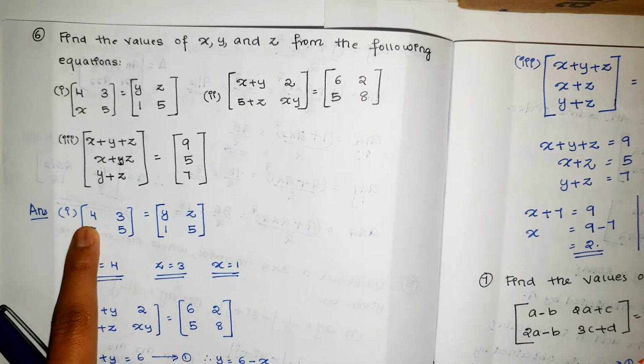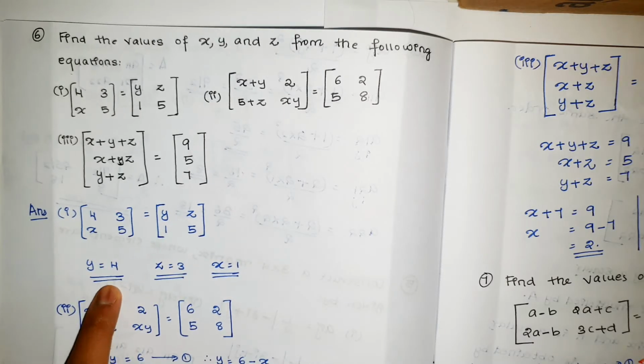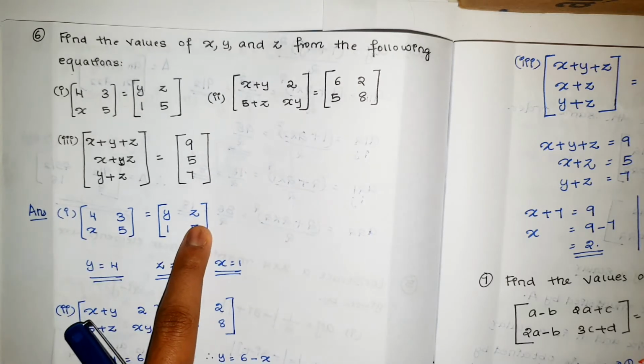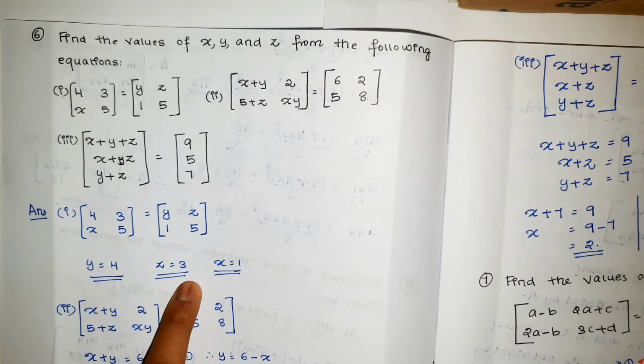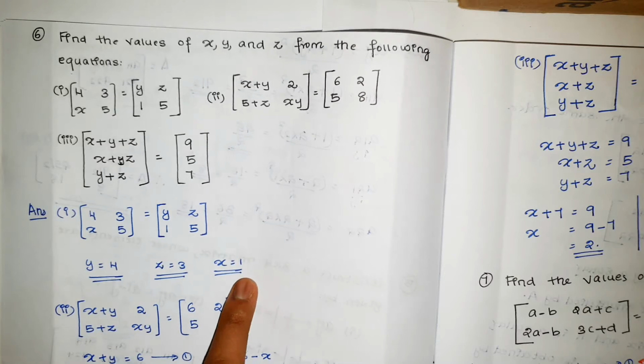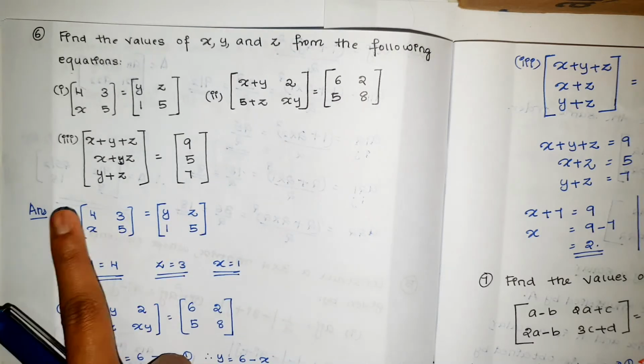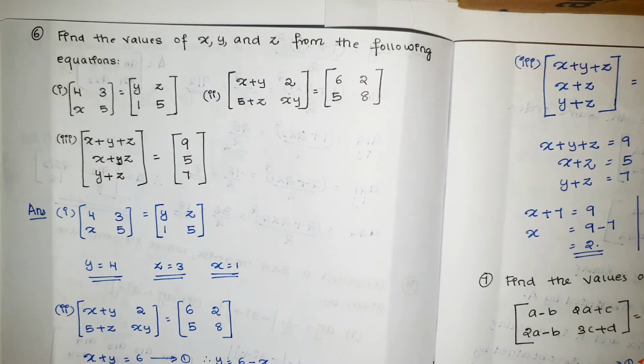So 4 is equal to y. We got the value of y as 4. 3 is equal to z. So the value of z is 3. And x is equal to 1. So we got the value of x. Okay. If two matrices are equal, then we can equate the elements of the two matrices. So next question.